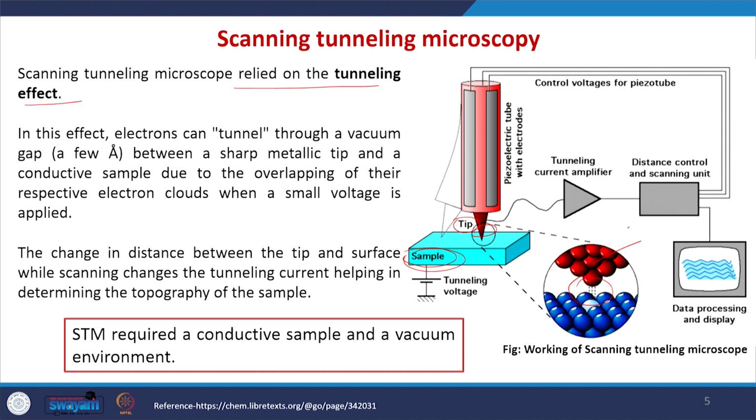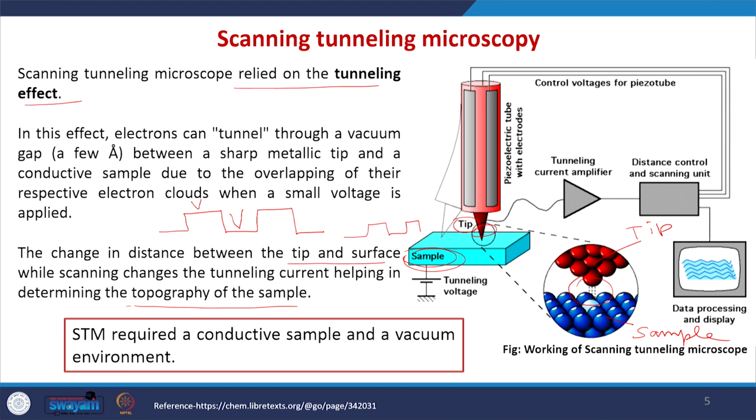So, this red color is your tip and the blue color is the sample. The STM measures the tunneling current between the tip and sample. The change in the distance between the tip and surface while scanning changes the tunneling current, and that helps in determining the topography of the sample. For example, you have a sample like this, and when the tip approaches here, the tunneling current is different, and when the tip approaches here, the tunneling current will be different. So, it measures the tunneling current and gives the final image.